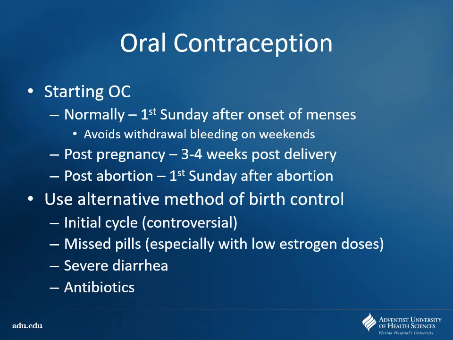Now there's the question of whether or not you need to use an alternative form of birth control, so recommending either using a condom or things like that. Some people say, hey, with the first cycle of oral contraceptives, just use a backup. That's not necessarily based on any kind of good clinical evidence. Theoretically, if you have the estrogen and progestin on board, you're not likely to get pregnant. However, I would rather be on the safe side and say, hey, for the first cycle, just go ahead and use a backup just in case.